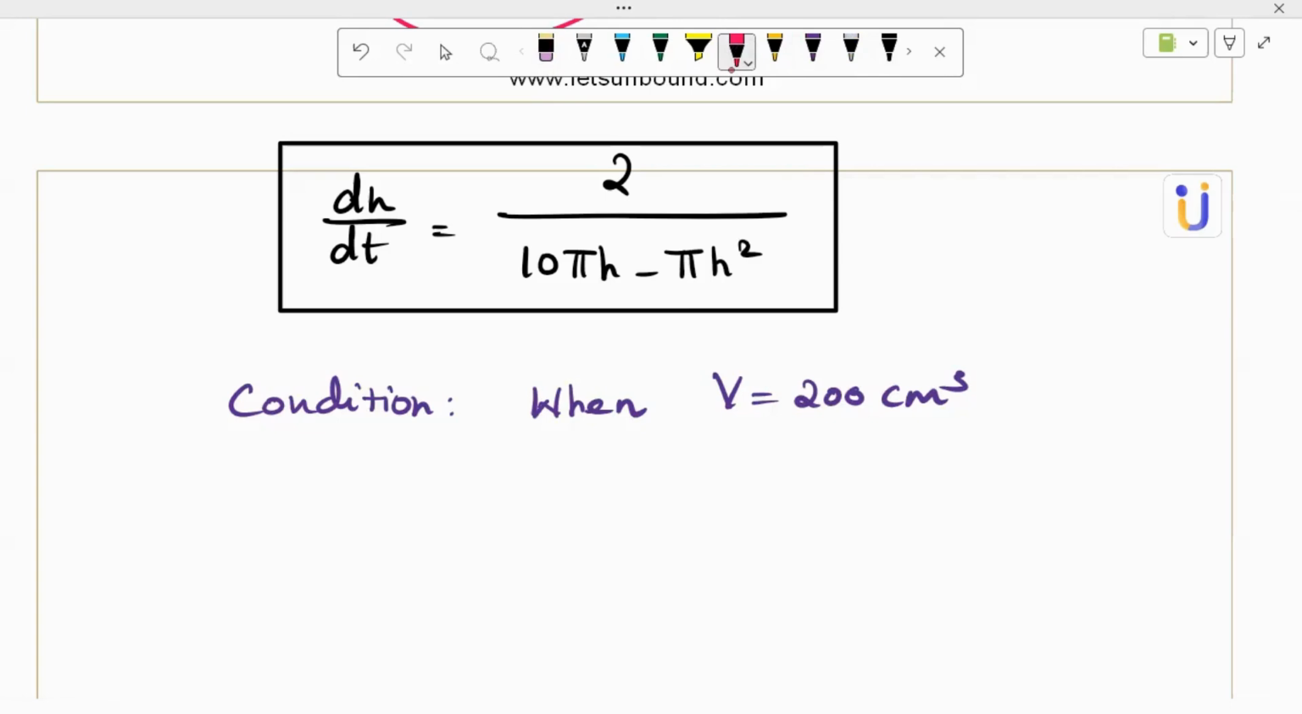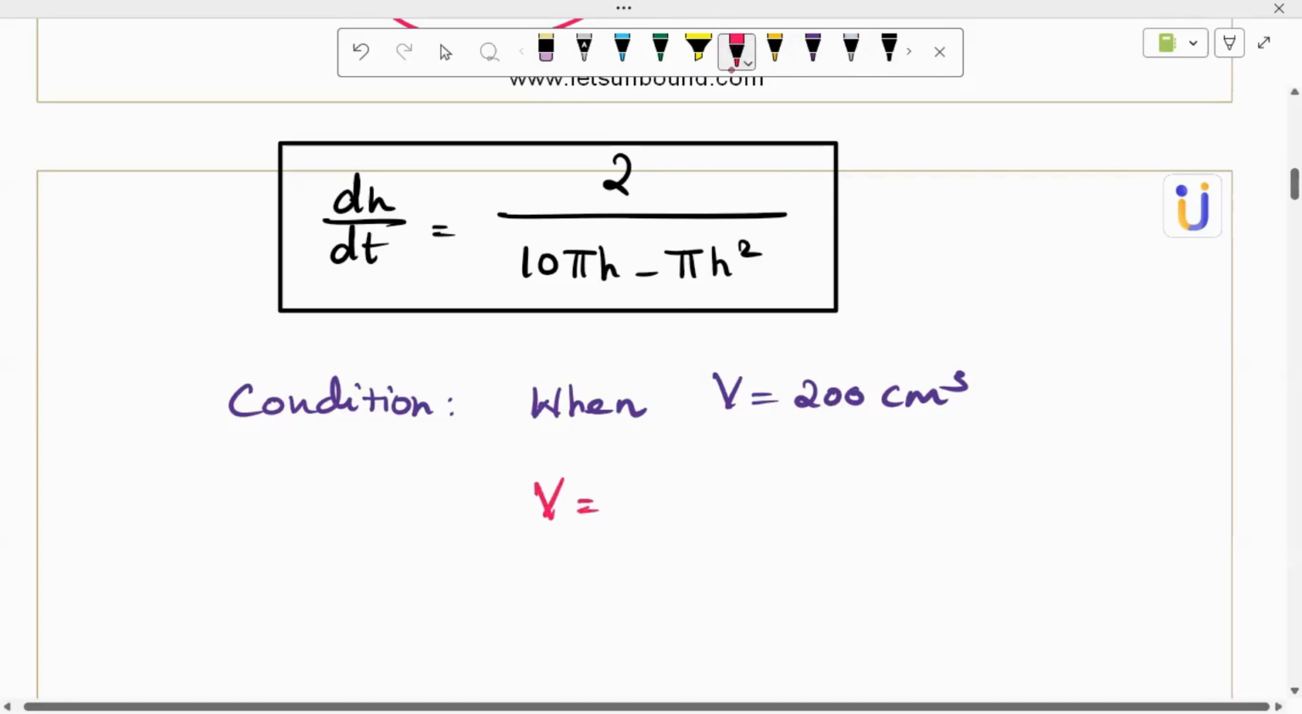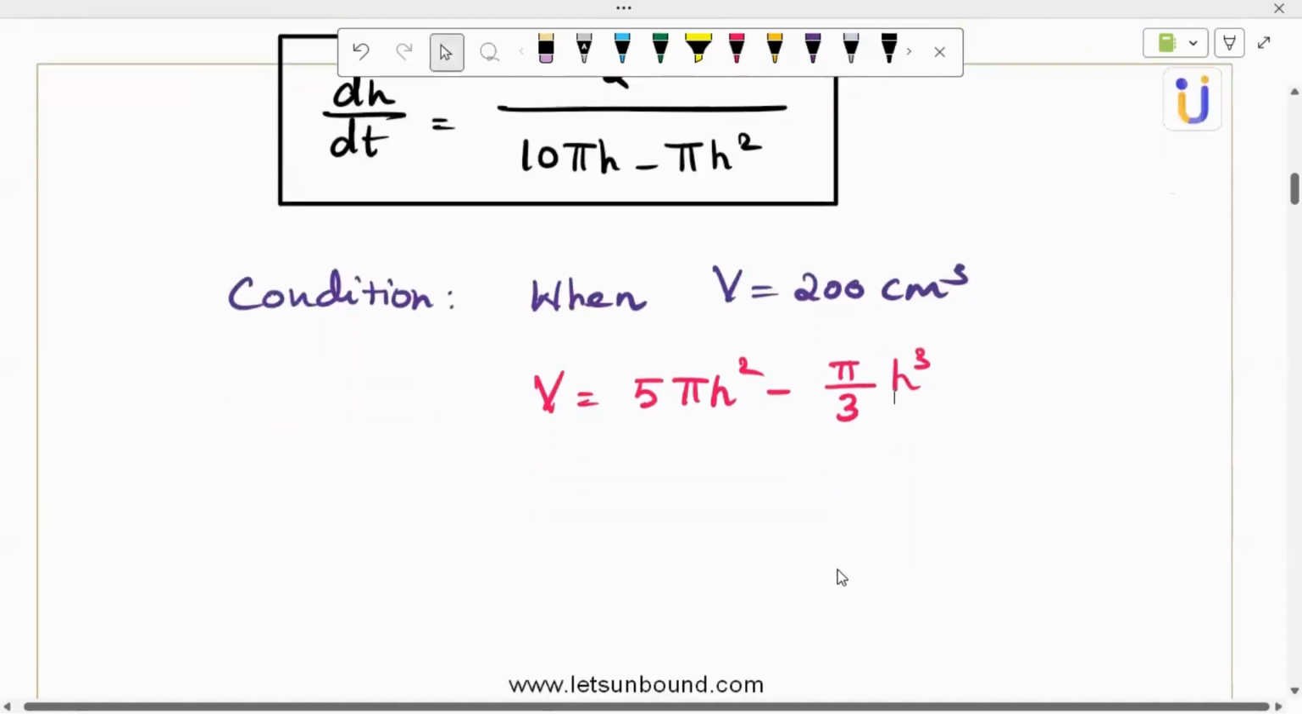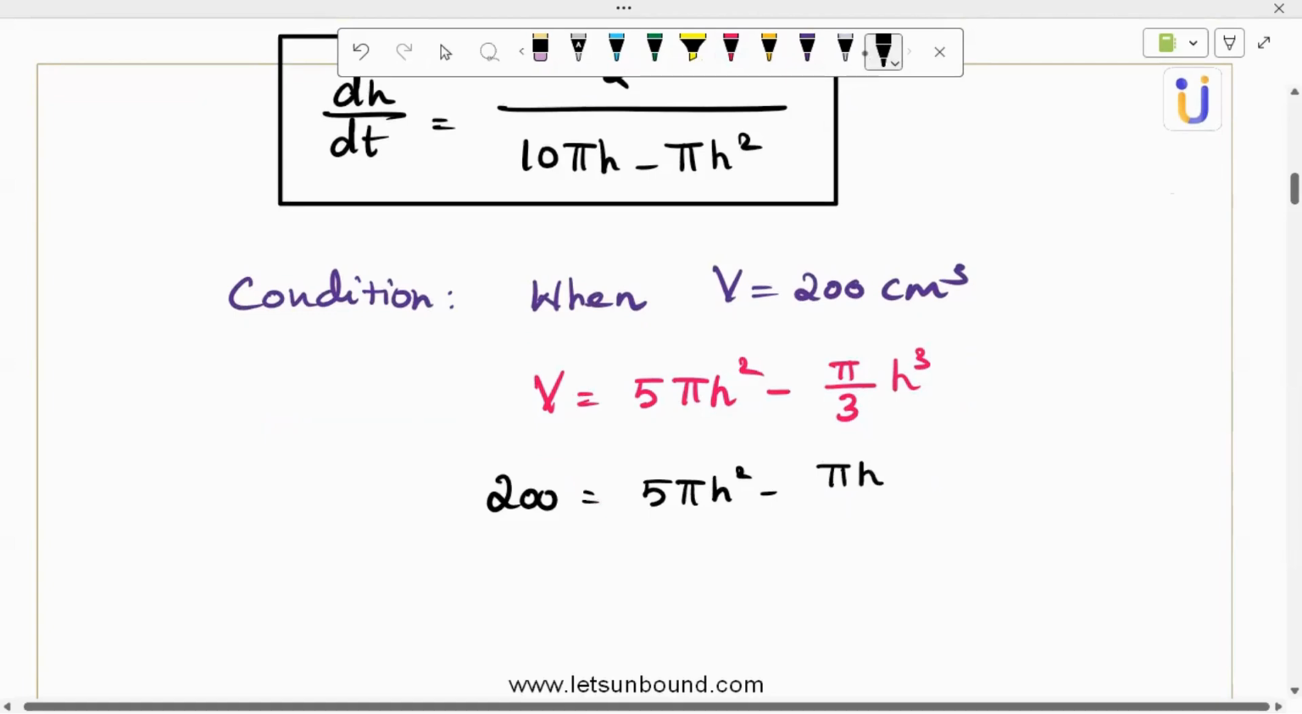So let's start. And we know the V equation. V is directly given to us: 5 pi H square minus pi by 3 H cube. And you just equate it to 200, is equal to 5 pi H square minus pi H cube by 3. Right, now we need to solve. Let's switch to the calculator and solve this one.